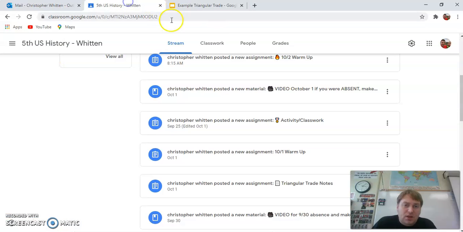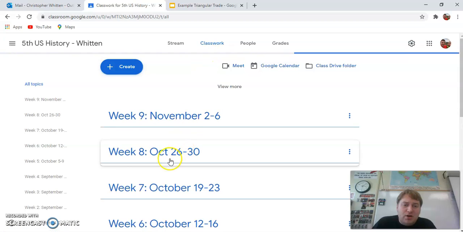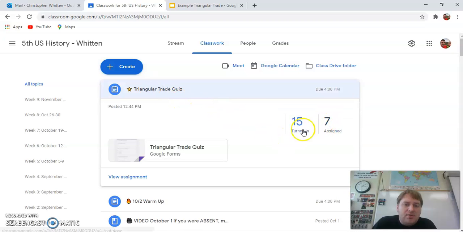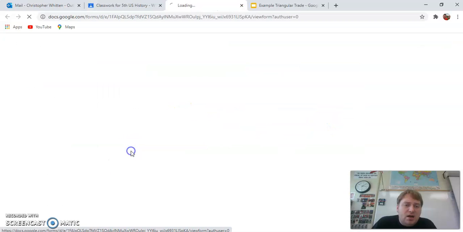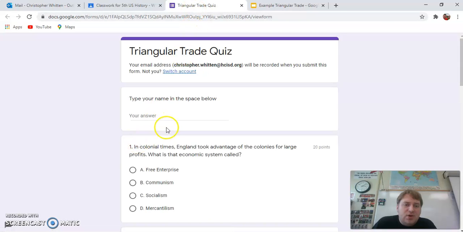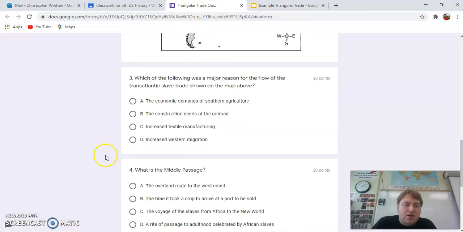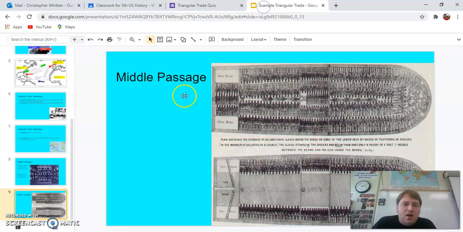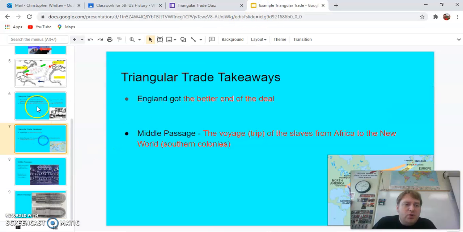Okay. So make sure 100% that you are clicking into this triangular trade here. I have 7 students that did not finish that. Click that form there, and it's right there. Put your name there, and then just answer all the questions, and you should be good to go. It's pretty simple, pretty quick stuff to do.